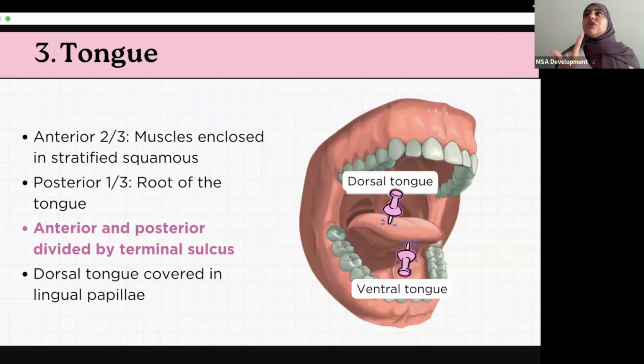And so if you're lifting your tongue up, the ventral side would be the bottom of your tongue right over here. And the side that we see is the dorsal tongue. And so please do not mix up dorsal and ventral. Dorsal is the part that you see, ventral is the part you don't see, okay?